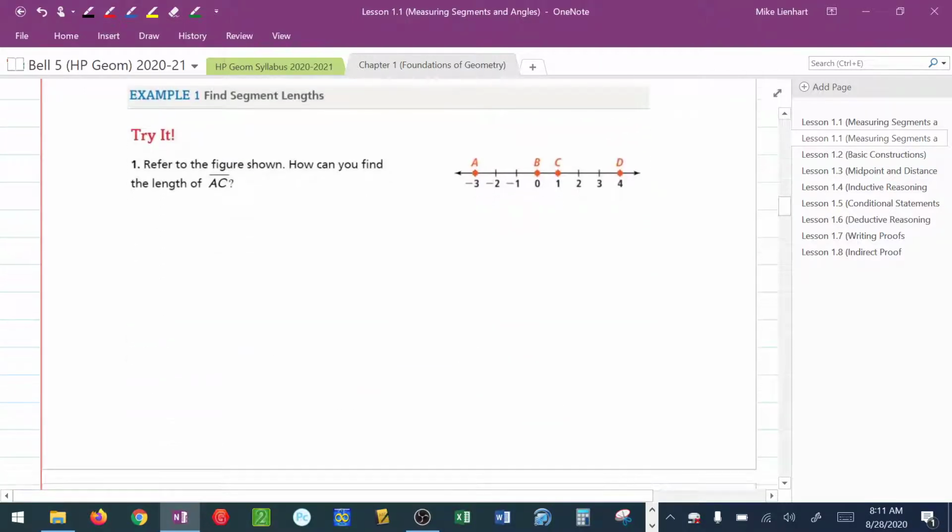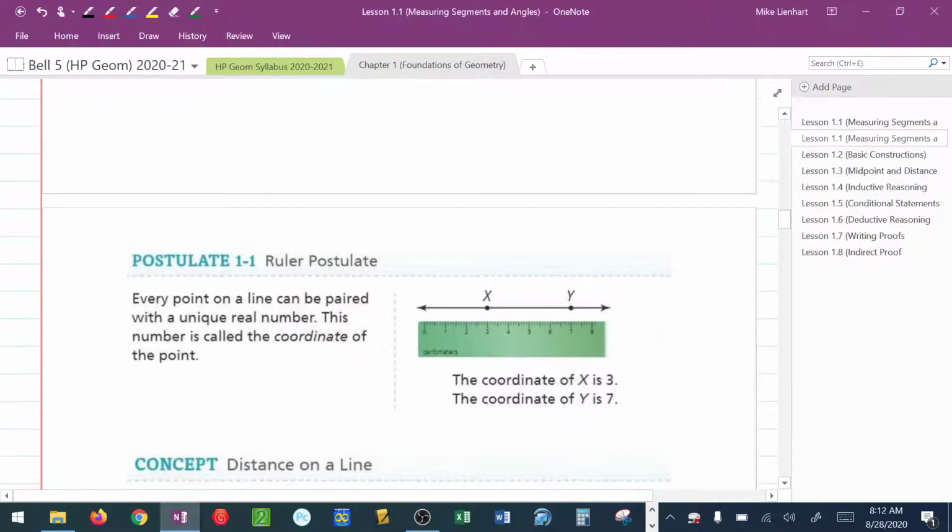Okay, so example 1 here, it says, can you find some segment lengths? If I look at this picture, they want me to find the length of AC. I know that AC can be found by doing a multitude of things. I'm going to go ahead and count. How far is it from A to C? Now remember, when you're measuring, you're always going to have a positive measurement. So I'm going to go from left to right here. A is at -3. I'm going to count 1, 2, 3, 4 units to get to C, so I know the measurement of AC is 4. Now there's other ways that you can find that measurement. We're going to talk about them in just a minute.